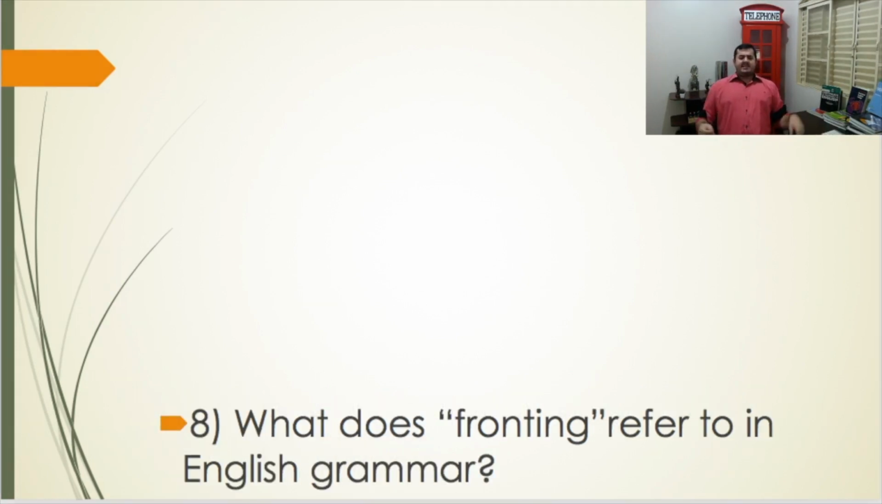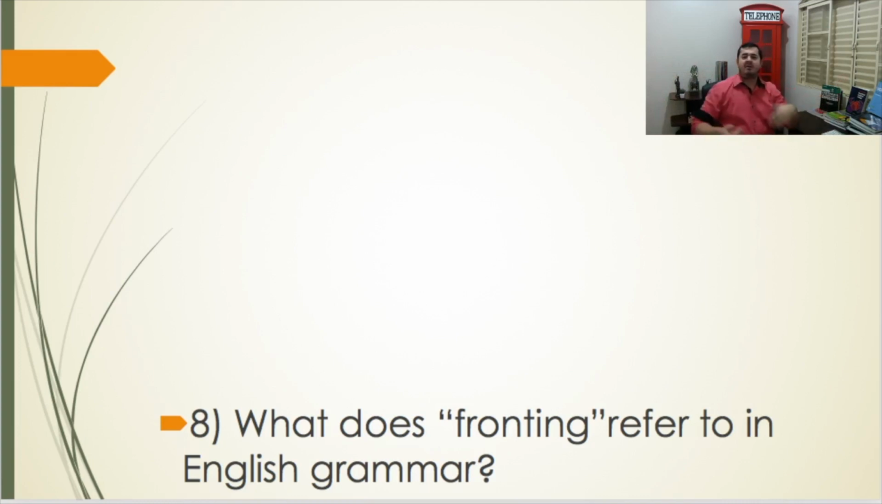So, question number 8. What does fronting refer to in English grammar? That could be tricky, because fronting refers to any kind of construction in which a word group that customarily follows the verb is placed at the beginning of a sentence. That's why fronting. You bring it from any other place in the sentence up to the front. And it can be used to express a contrast or even to organize the flow of information.